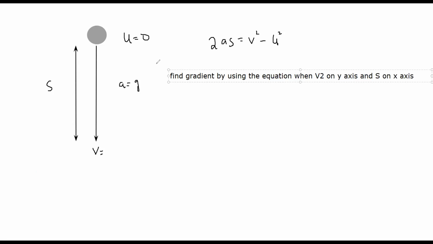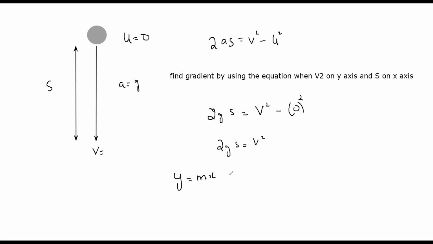First, when I substitute the values, as we know the acceleration is due to gravity, so 2gs = v² - u², and since it is a falling object, the starting velocity u is 0. So I can say 2gs = v². But the problem here is that I have the equation y = mx + c, so the quantity on the y-axis should be on the left-hand side. But in this one, the quantity I'm plotting on the y-axis is on the right-hand side.